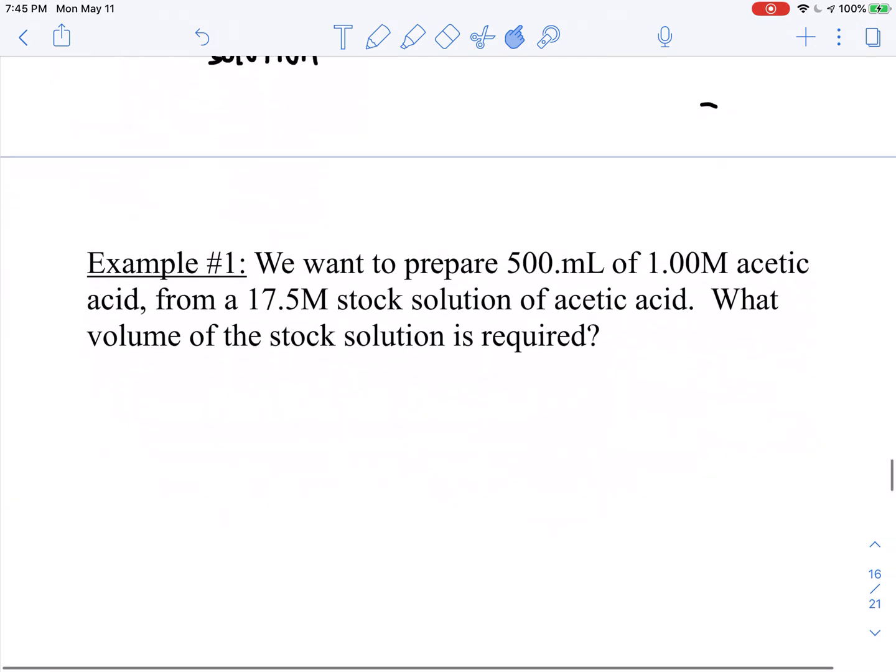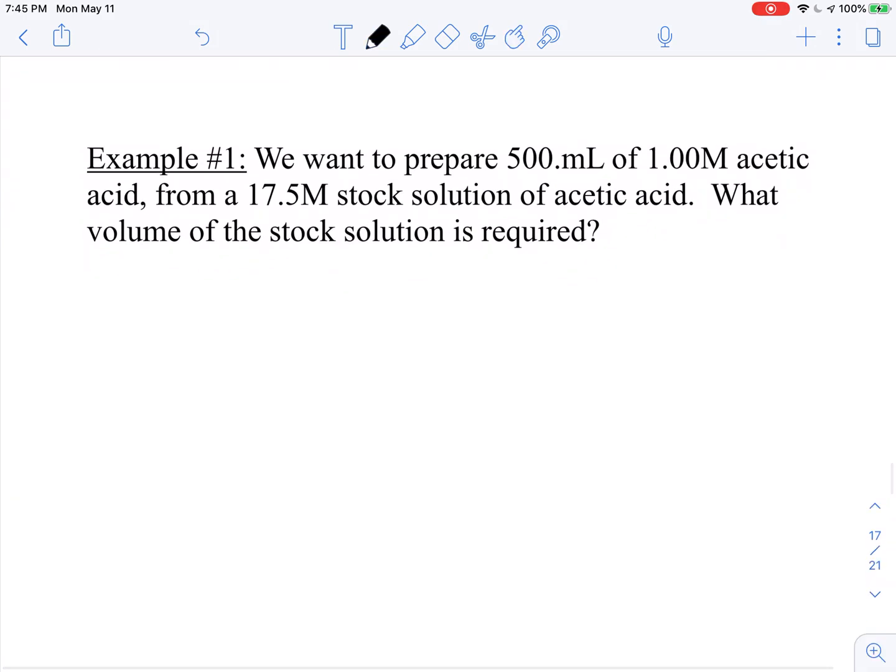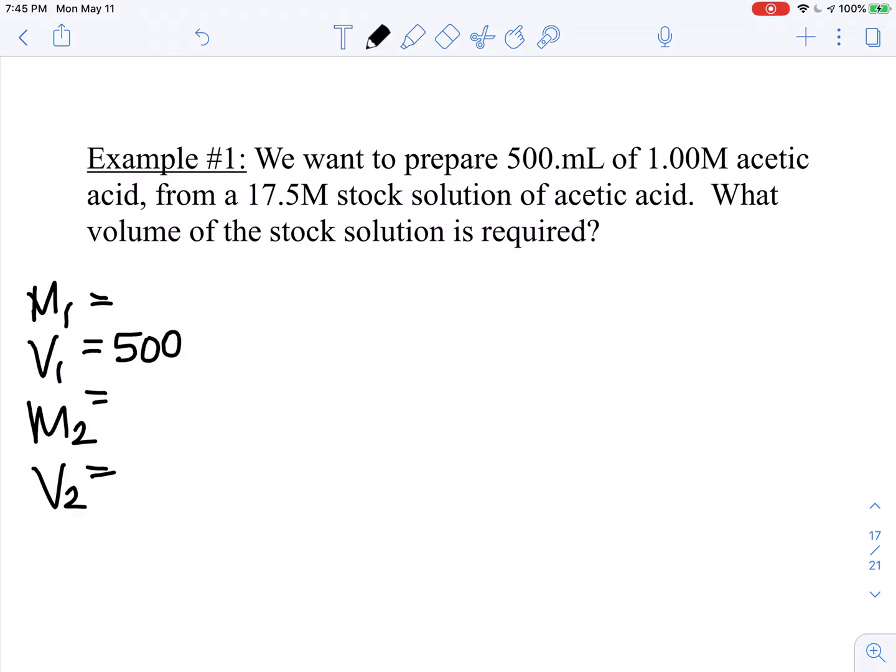Let's go down and do a couple example problems. Since there are 4 variables in most every problem, you'll be given 3 of them. So I like to make myself a list: M1, V1, M2, V2. Those are all the variables that I'm going to be looking for in the problem. And as I find them, I'm going to just write them into my list. So example number 1, we want to prepare 500 milliliters. 500 milliliters is a volume. Now this is an important thing to note. When you are doing these dilution problems, the units don't matter as long as they match.